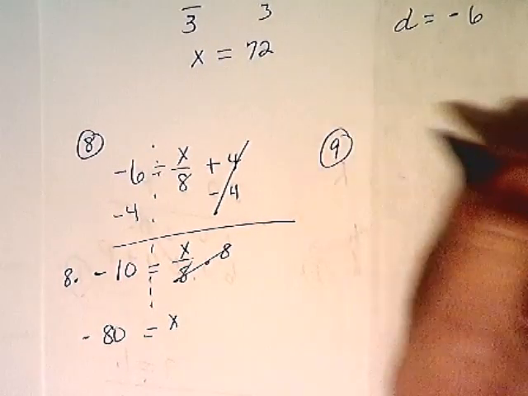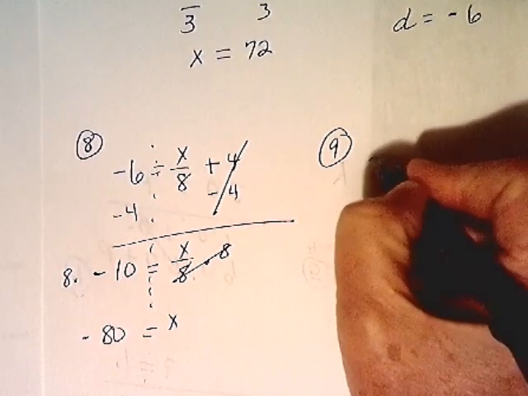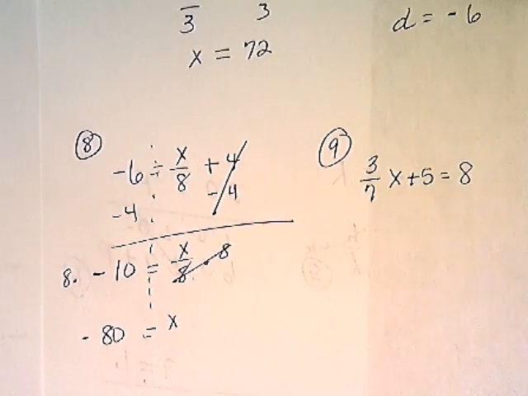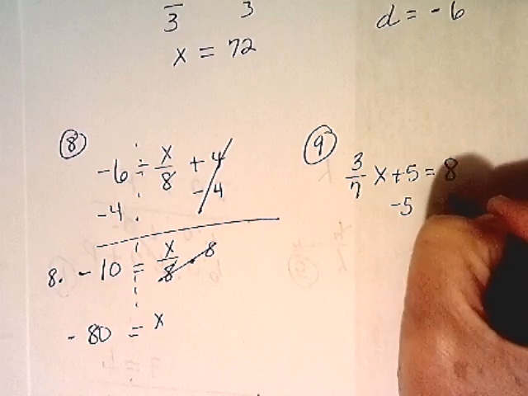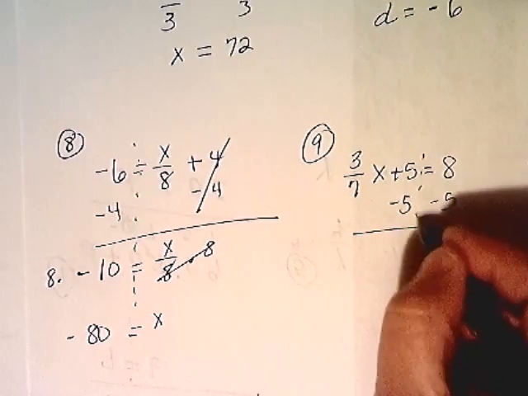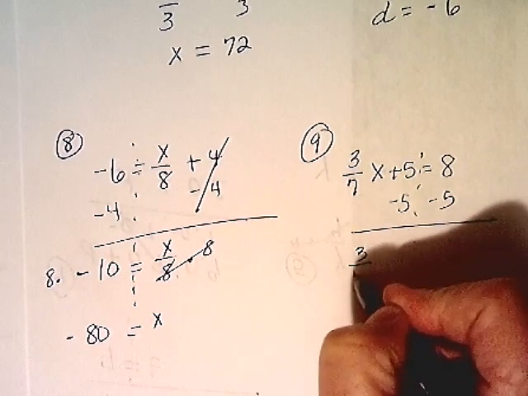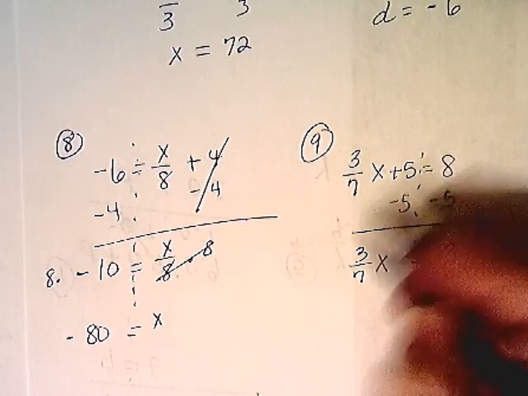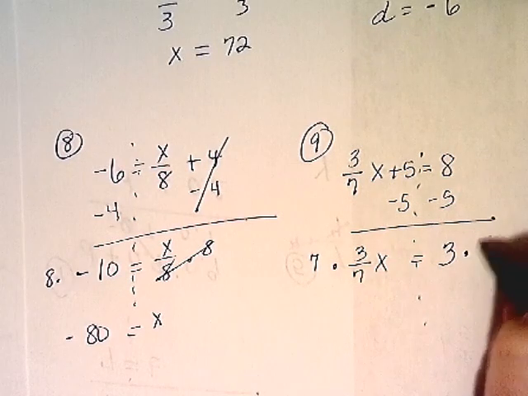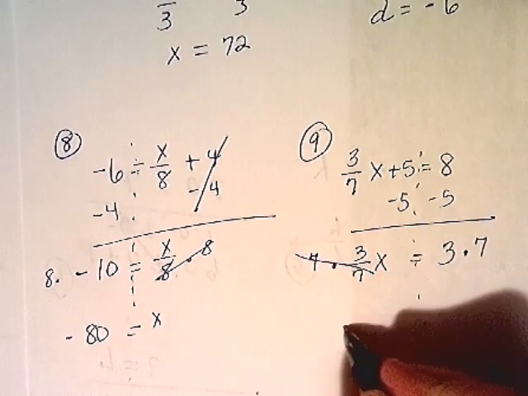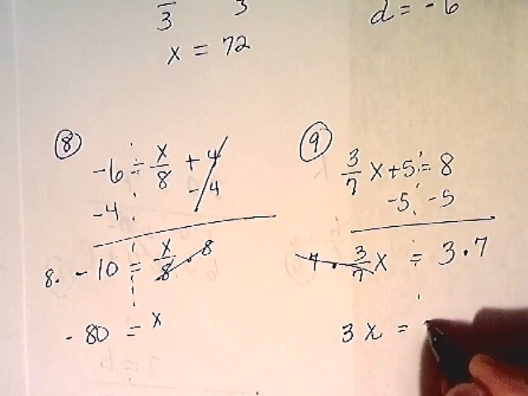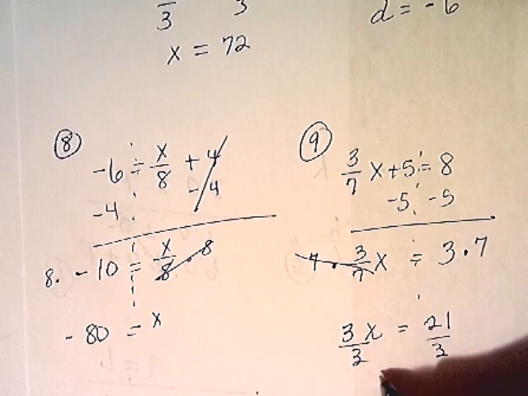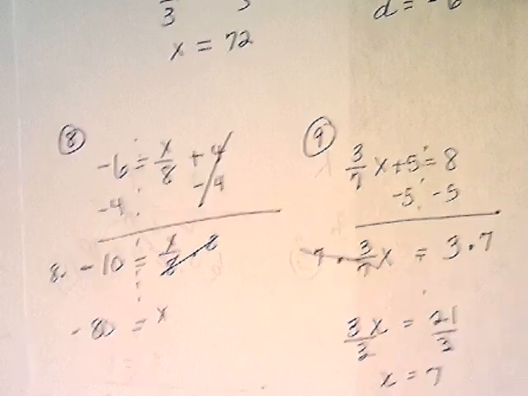Number 9 says 3 over 7x plus 5 equals 8. Need to subtract 5 from each side. 3 over 7x equals 3. To get rid of the fraction, multiply by the denominator. Those will cancel. You get 3x equals 21. Divide both sides by 3. x is 7.